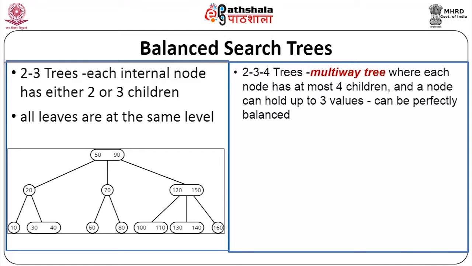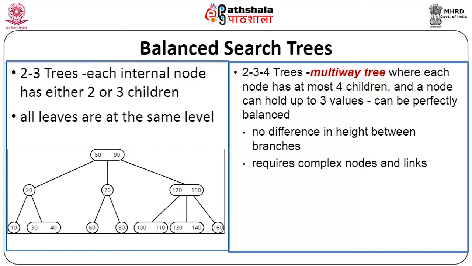The 2-3-4 tree, we are not discussing in this module, but just for comparison, is again a multivariate tree where each node can have at most 4 children. In a 2-3 tree you can have at most 3 children, and a node can hold up to 2 values. In a 2-3-4 tree a node can hold up to 3 values, and it can be perfectly balanced. So, there is no difference in height between the branches; all the branches will have the same weight.